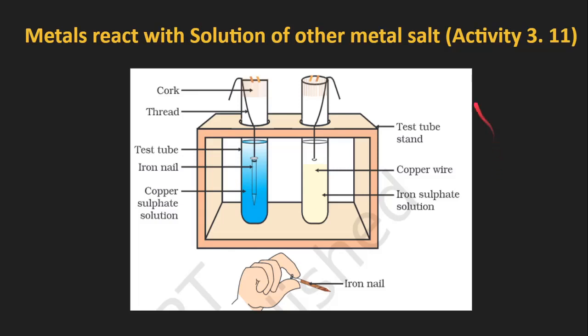From this figure you can observe we have taken two test tubes. In the first we have taken copper sulfate solution and put the iron nail in it. In the second test tube we have taken iron sulfate solution and put the copper wire in this solution. We will wait for half an hour and see what happens.